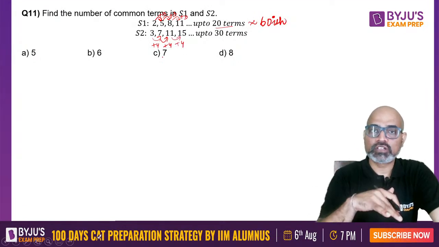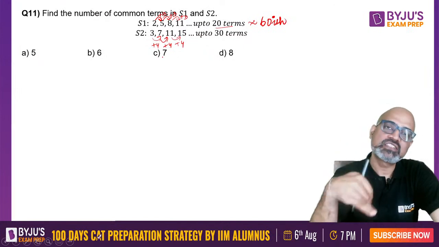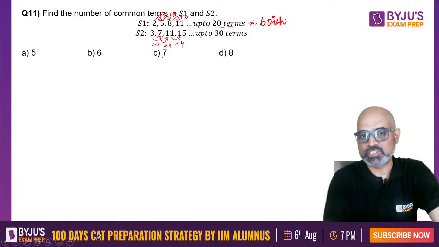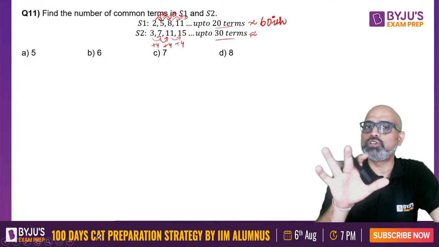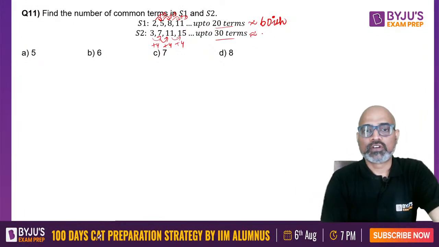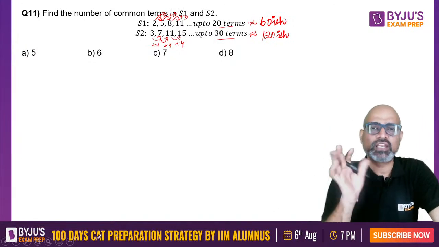If you look at the second series, it jumps by 4 every time. Again, you are a frog. You are jumping by 4 inches, 4 centimeters, 4 feet, whatever that is. And if you jump 30 times, approximately where would your last value be? 4 into 30, it's going to be 120-ish. You don't need the exact value. You only need to know roughly where the last value is.